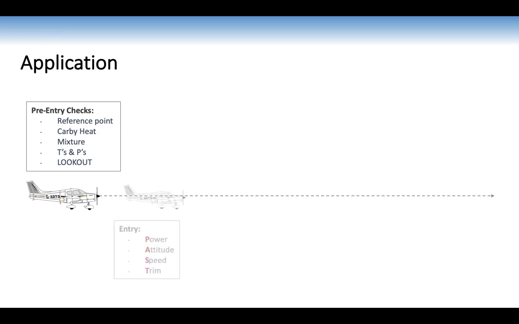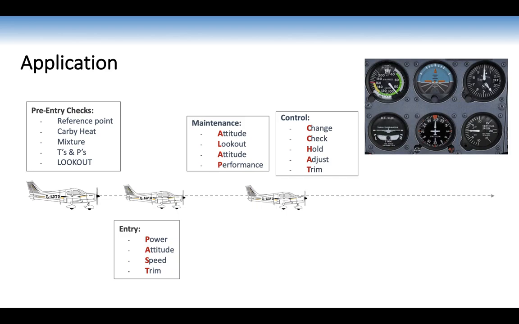Do a good thorough lookout. Entry is done using PASS. So 2400 RPM. Attitude 1/3 ground, 2/3 sky. Speed 105 knots approximately for the Warrior, and you're trimmed. Maintenance, attitude, lookout, attitude, performance, and the control is doing change, check, hold, adjust, trim. So it's really important, maintain that ALAP to successfully maintain the maneuver.